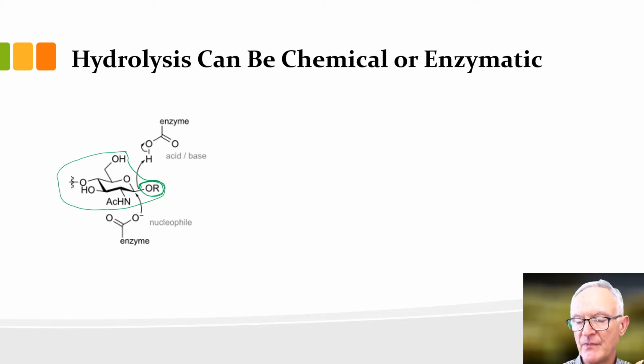So if you can imagine here, we show two amino acid side chains, and I'm going to circle these in blue. One of them is here, and the other one is down here.